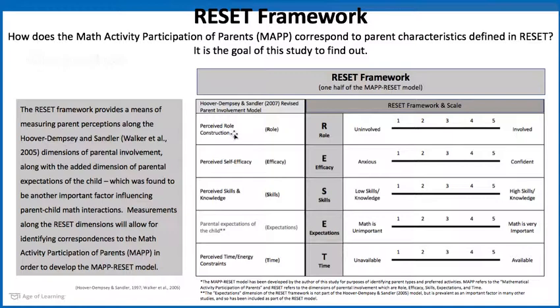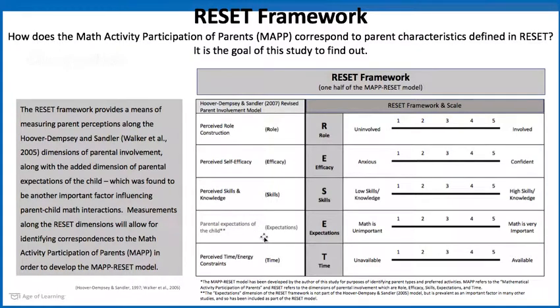For example, in perceived role construction, a parent could believe that it's their role to be very involved in their child's math learning, or all the way to the other end of the spectrum, which is like, I'm not going to be involved in my child's math learning. That's up to the teacher. And for efficacy, that could range from a parent who's very, very anxious, who's not sure about their ability to be successful with their child, or worried about their ability to successfully teach math to their child, versus confident in their ability to do so. And then there's skills and knowledge, which is, a parent might perceive that they have low skills and knowledge in mathematics, or high skills and knowledge, or somewhere in between.